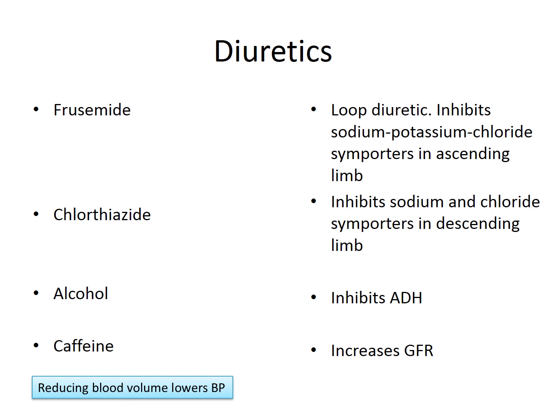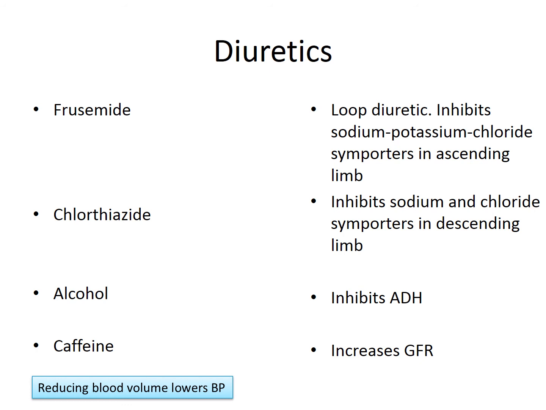Alcohol: most people know of a friend who has drunk alcohol once or twice, and one of the effects of that is that they may go to urinate a bit more often. One of the effects of alcohol is that it inhibits anti-diuretic hormone. So if you haven't got any anti-diuretic hormone, you have diuresis here.